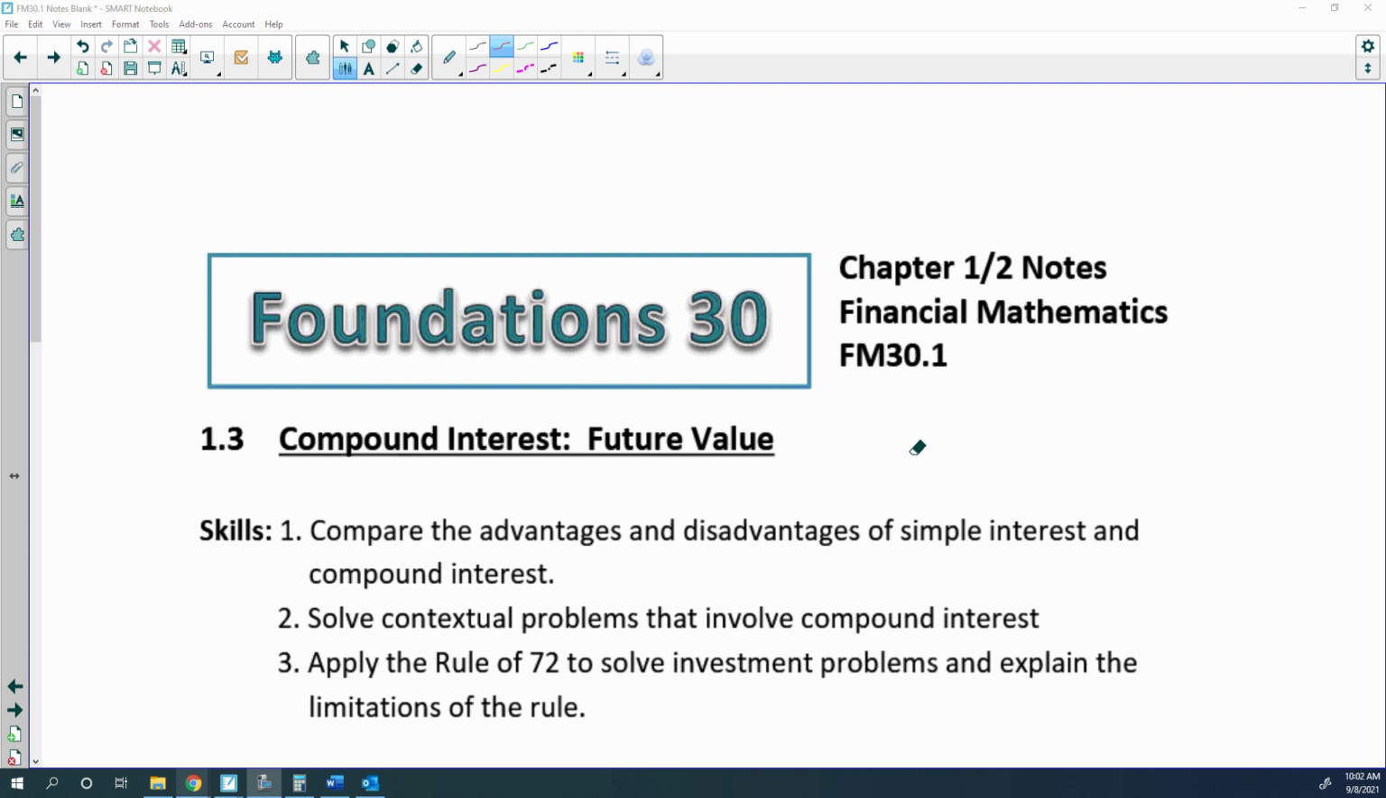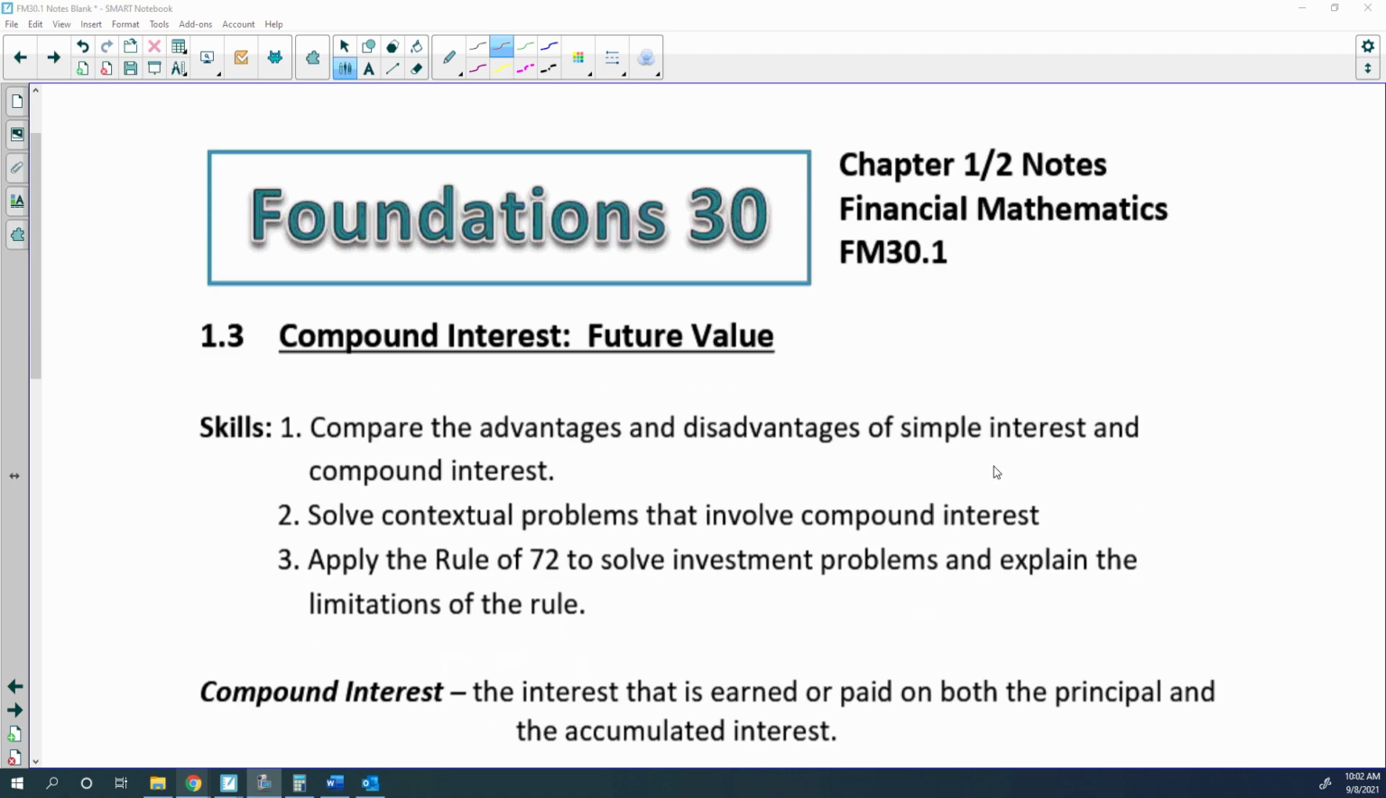Okay, for the lesson today, we are going to be looking at 1.3 compound interest future value. So by the end of this lesson, we should be able to compare the advantages and disadvantages of simple interest and compound interest, solve contextual problems that involve compound interest, and apply the rule of 72 to solve investment problems and explain the limitations of the rule.